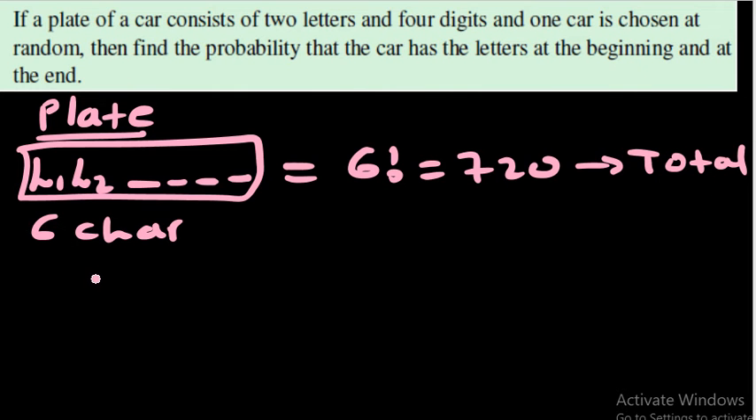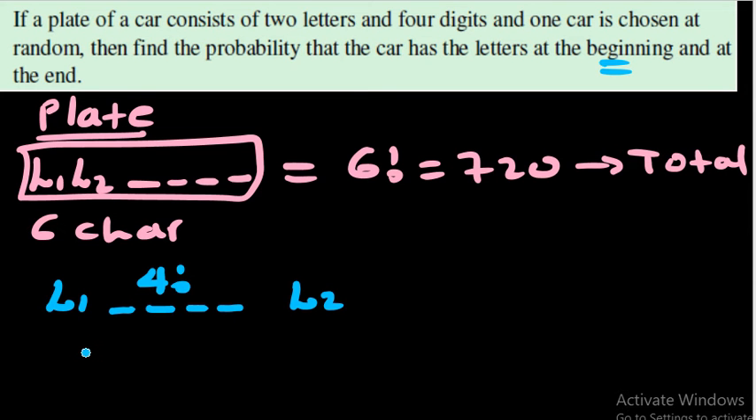In any order, the letters in the middle or at the first or at the end doesn't matter, but in total these 6 characters can be arranged in 720 different ways. But now let's come to the restriction. The question asks for the probability of the car having letters at the beginning and at the end. That means if the first letter is at first and the second one at the end, in the middle there are 4 digits that can be reshuffled. So we have 4 factorial opportunities.